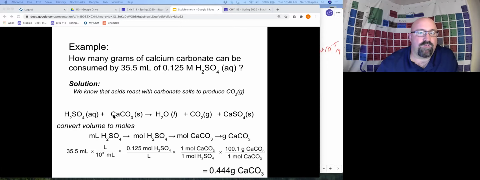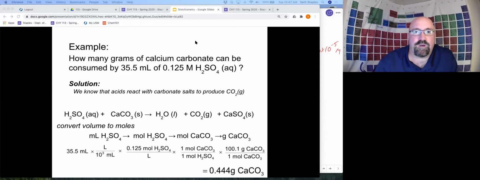And then it's a 1-to-1 ratio. We're now going to convert over to moles of whatever it is that we're looking for. And our question wants us to find out how many grams of calcium carbonate are going to be consumed. And so then we're just going to use our molar mass of calcium carbonate for a final result of 0.444 grams of calcium carbonate. And so you can see all that we've done here.